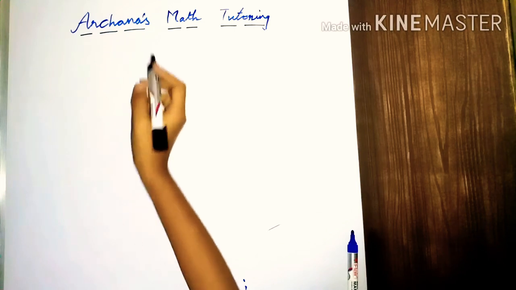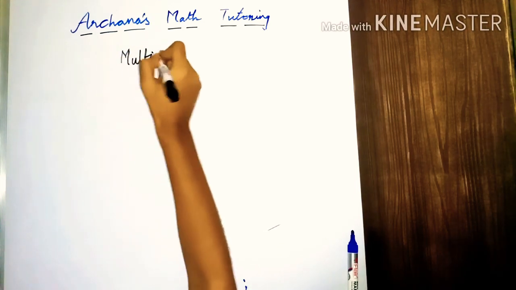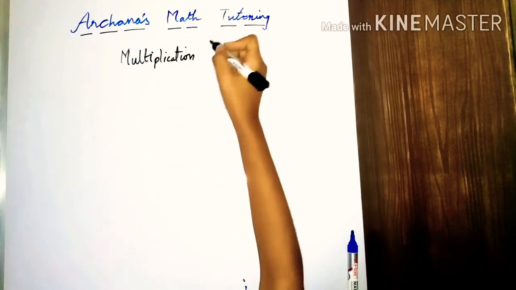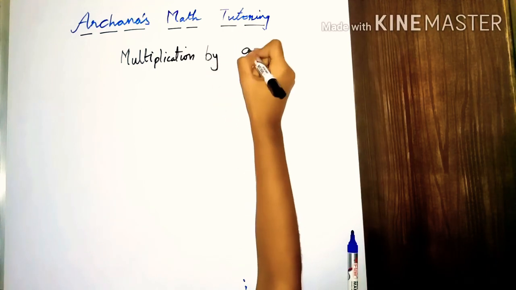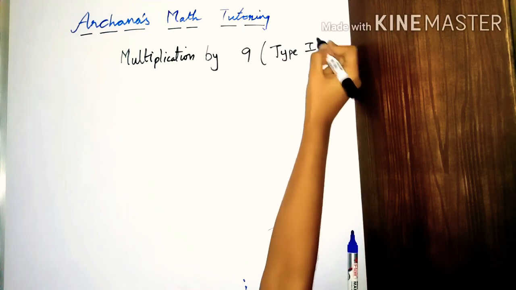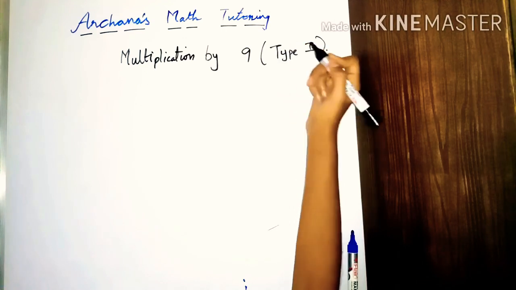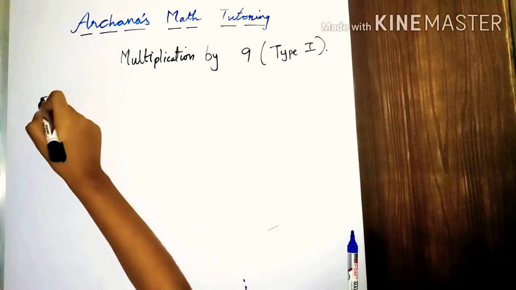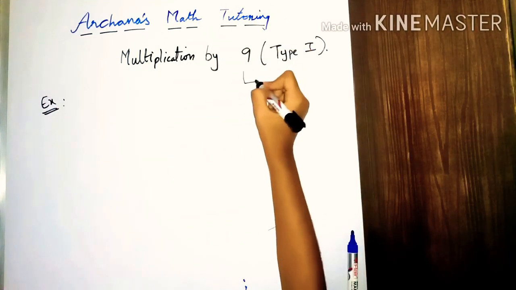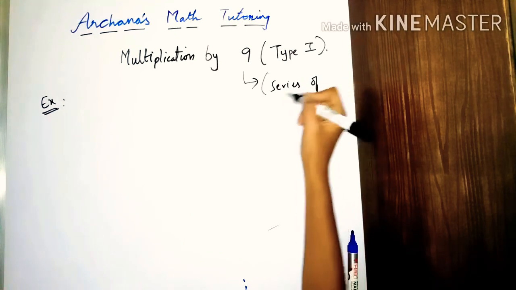So today our topic will be multiplication by 9. Here we will be having two types. So first I will explain you type 1. In type 1 there is not a lot of difference between type 1 and type 2, but I will explain you with an example. So I want to multiply by, it's not a single 9 but a series of 9s. You can imagine it as a series of 9s.